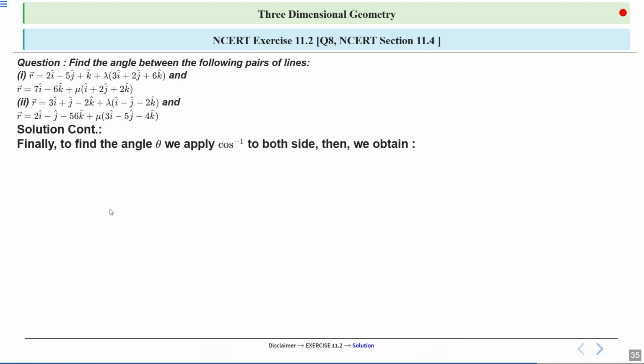Finally, to find the angle theta, we apply cos inverse to both sides. Then we obtain theta equals cos inverse of 19 divided by 21.